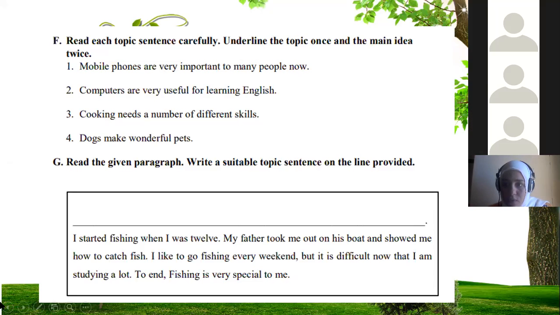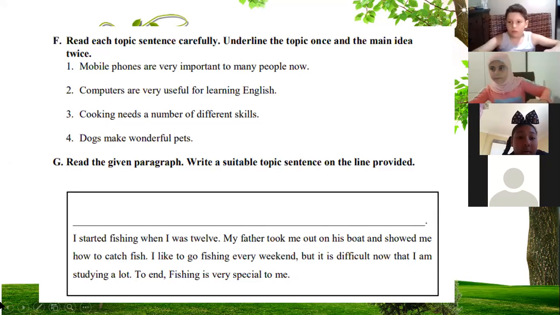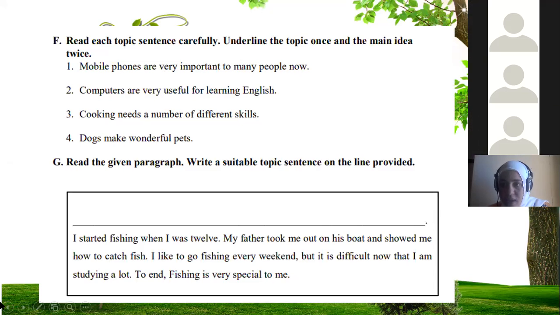Ali, where are you? Okay, let's take Aline. Yes, Aline, what is the topic here? The general idea. Mobile phones, excellent. And what is the main idea? Important to many people. Very important, excellent, is the main idea. Thank you, Aline.